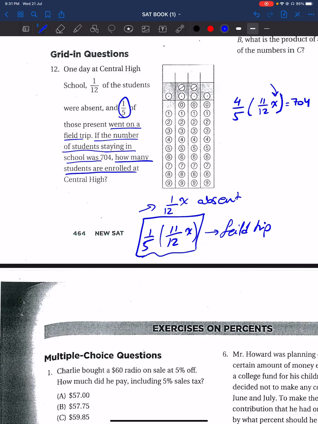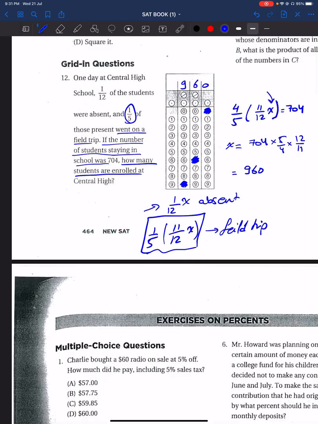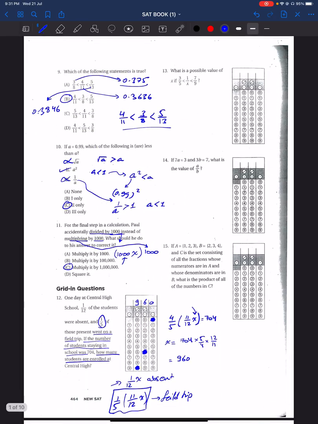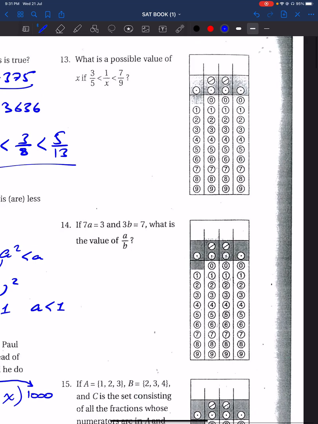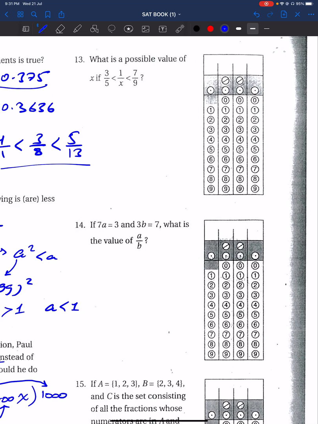So what we will be doing is X equals 704 multiplied by 5 over 4 and multiplied as well by 12 over 11. And your answer would be 960. That's why we write here 960, shade 960 out, and your answer would be correct. Going to number 13. What is a possible value of X?